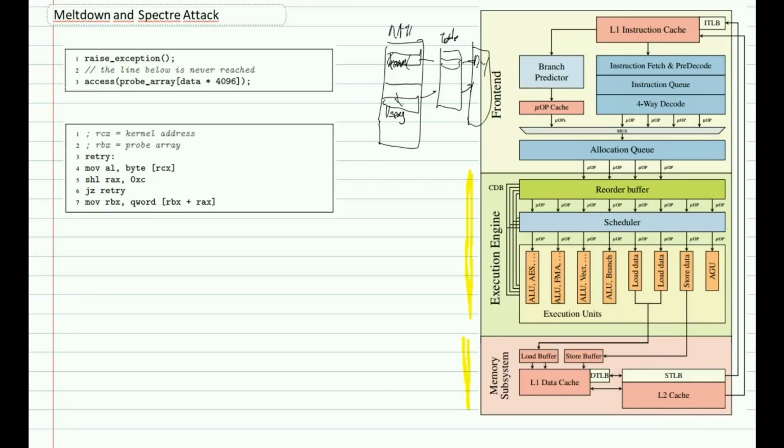And if you try to access kernel data in your user program, you are not allowed, because in the address mapping table, there is a bit which is set by the kernel that you're not allowed to access this data.